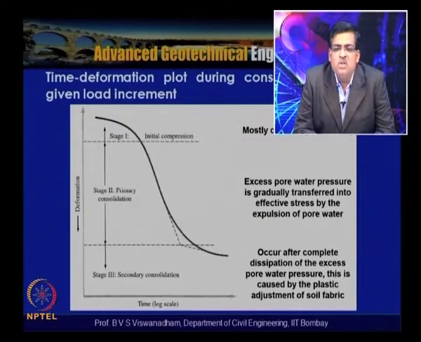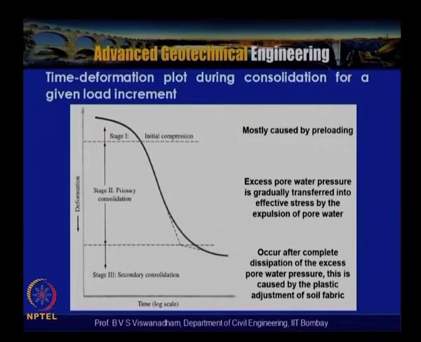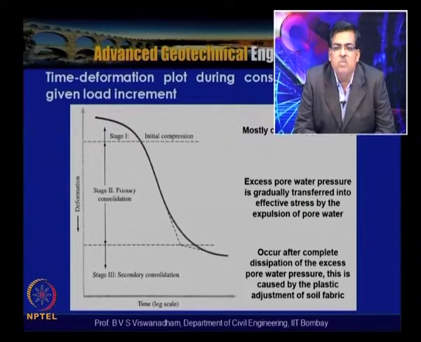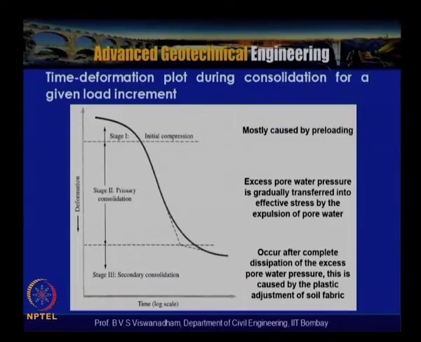Stage 1 is mostly caused by preloading, and in stage 2, which is primary consolidation, the excess pore water pressure is gradually transferred into effective stress by the expulsion of pore water. Stage 3 commences at the end of primary consolidation. This occurs after the complete dissipation of excess pore water pressure for a given load, and this is caused by the plastic adjustment of the soil fabric. The soil fabric is nothing but the soil grain structure, so readjustment of the soil fabric happens here, and because of that secondary consolidation, or stage 3, takes place.